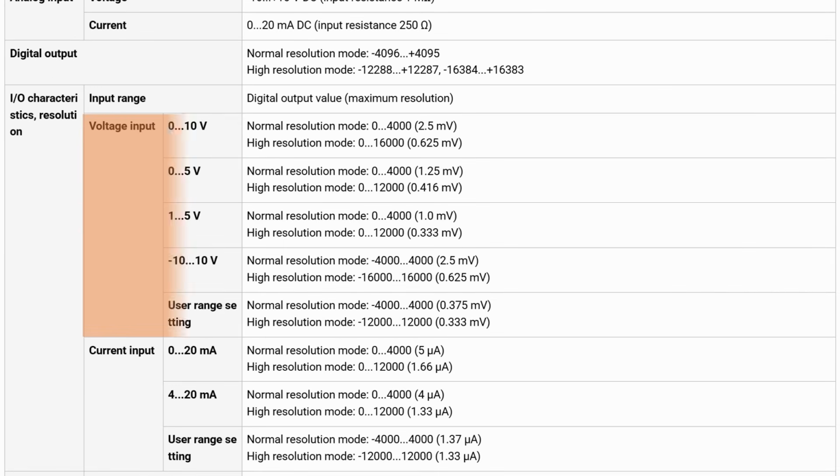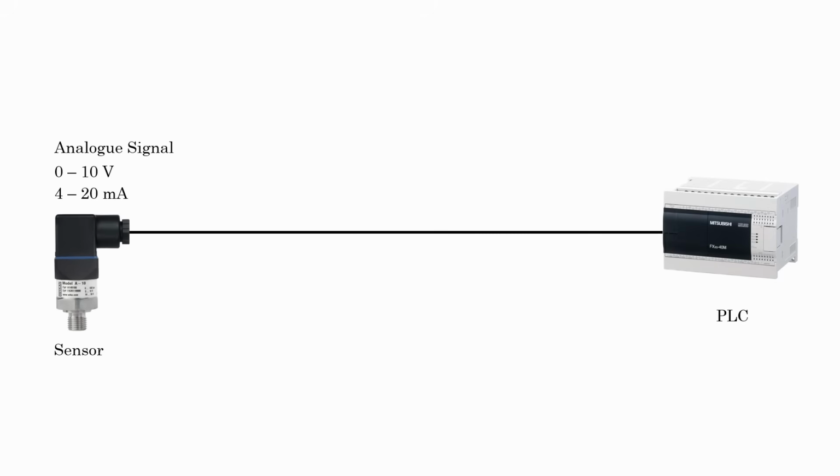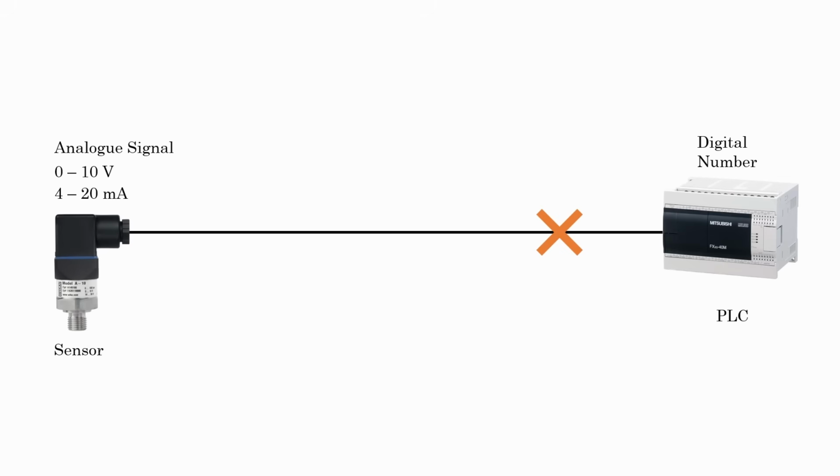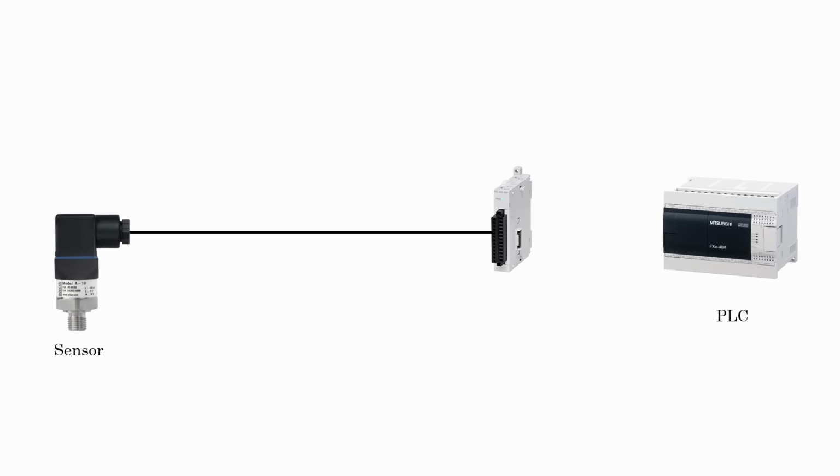Now, we also have to understand that not every PLC can accept both voltage and current type inputs. So always check what your PLC input channels are designed for before deciding which type of sensor output you want to use. Now, here is a twist. The PLC does not understand the current or voltage signal directly. PLC only understands digital numbers. So we need a device that converts the analog signal, either voltage or current, from the sensor into a digital number for the PLC.